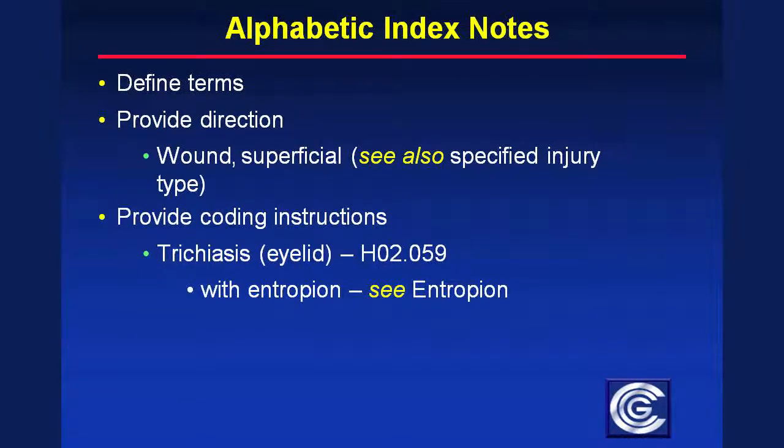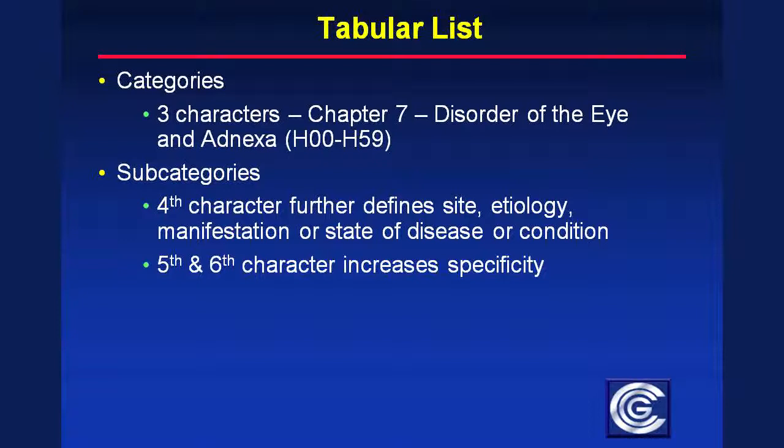The alphabetic index is a list of terms in alphabetical order and their corresponding codes along with notes that provide direction and instruction. The tabular list provides all of the ICD-10 codes in numeric order according to body system or condition. The first three characters in the ICD-10 code constitute the category, while the fourth, fifth, and sixth characters provide additional specificity. The fourth character further defines site, etiology, manifestation, or state of disease or condition.